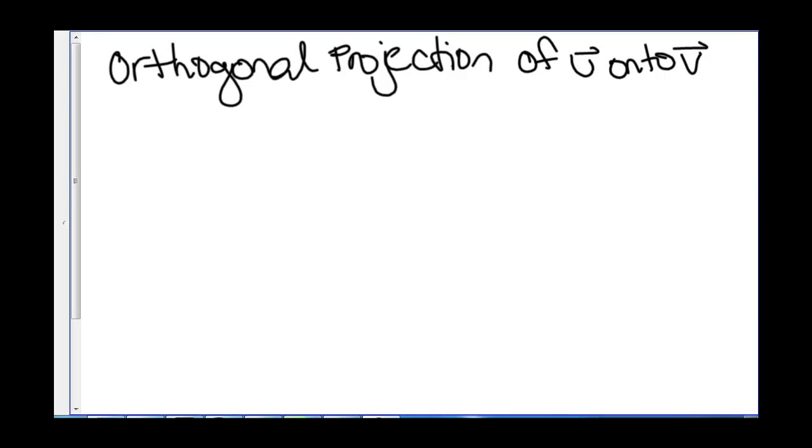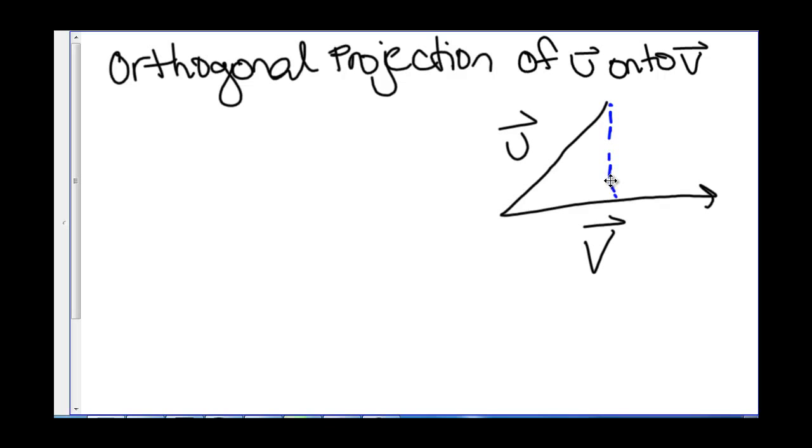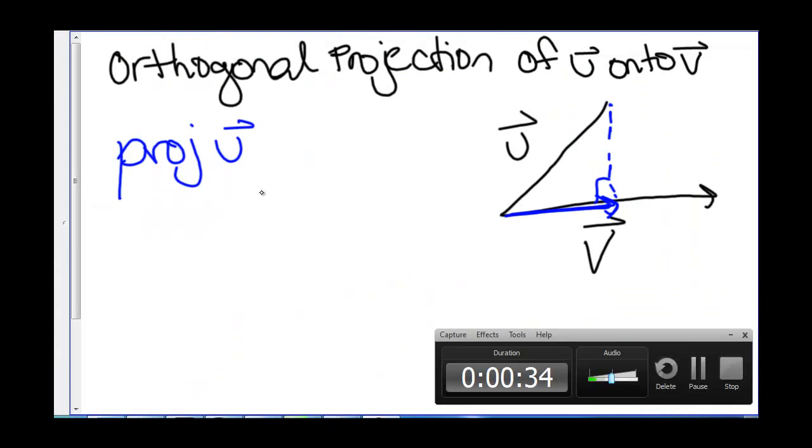So now we're going to deal with the concept of an orthogonal projection of u onto v. What this means is that if we have a vector v and a vector u, we drop a perpendicular, and then this right here, this blue vector, that is the projection of u onto v. And this is how we denote that.